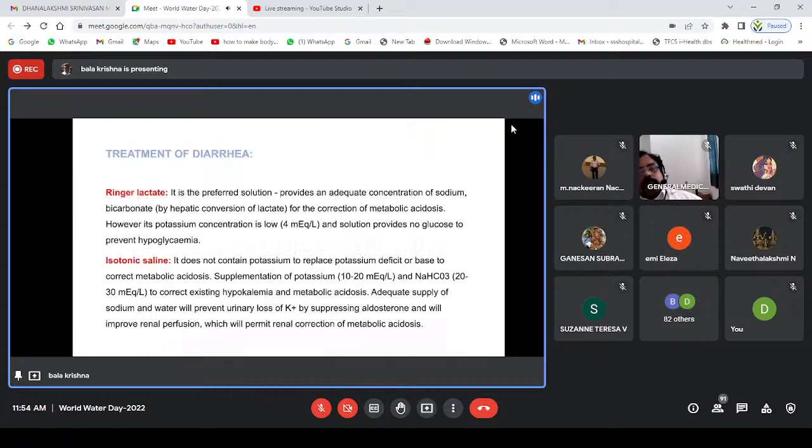The treatment of diarrhea constitutes Ringer lactate and isotonic saline. Ringer lactate is the most physiological fluid. It also provides bicarbonate through hepatic conversion of lactate, providing a substrate to act as a buffer for acidosis. However, its potassium concentration is low and it provides no glucose. Isotonic saline does not contain potassium nor any bases such as bicarbonate to correct acidosis, but it provides water and sodium. Supplementation of bicarbonate and potassium is helpful in the treatment of diarrhea.